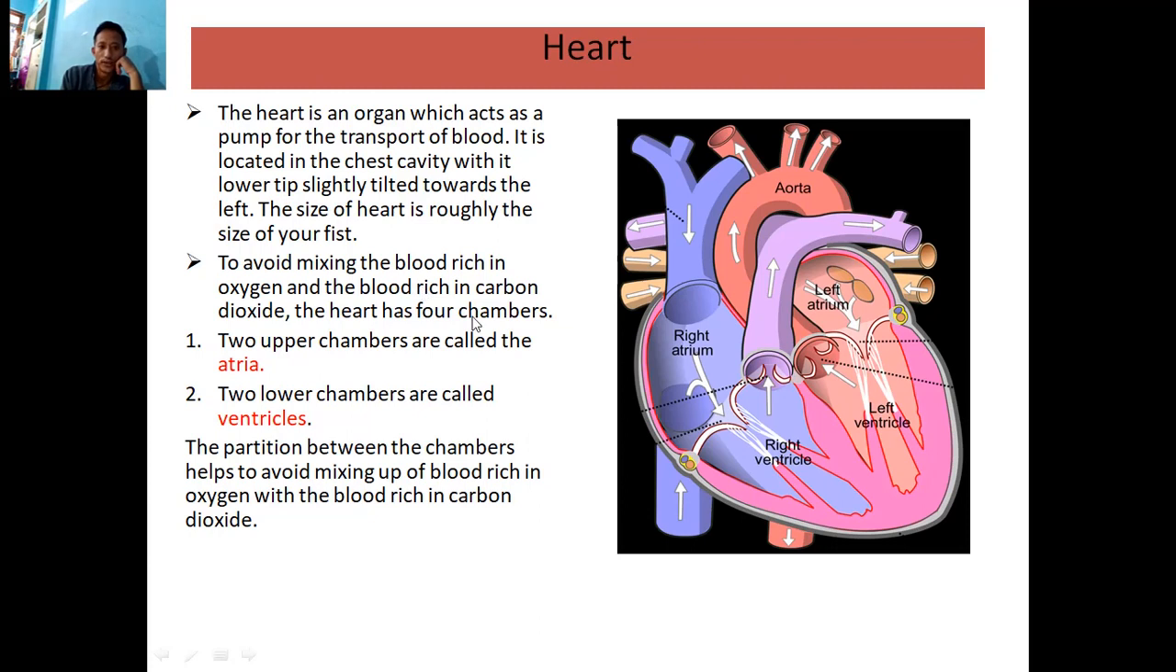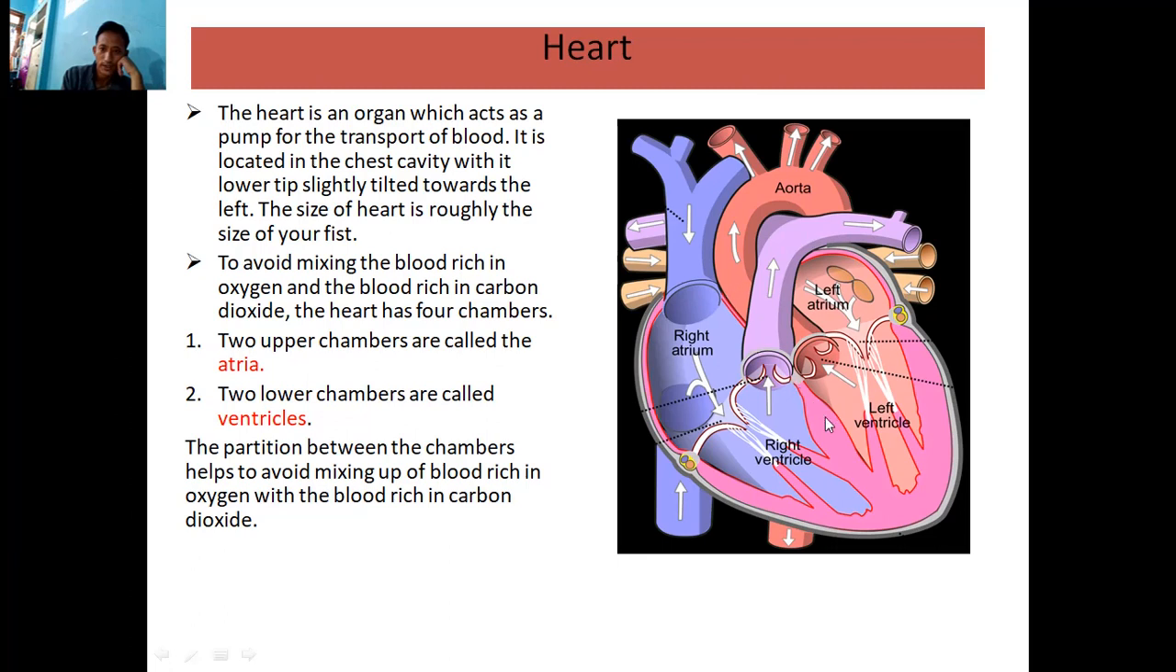The heart has four chambers. There are two upper chambers, the right atrium and left atrium, and two lower chambers, the right ventricle and left ventricle. The left atrium and left ventricle are on the left, and the right atrium and right ventricle are on the right. The partition between them is called the septum.